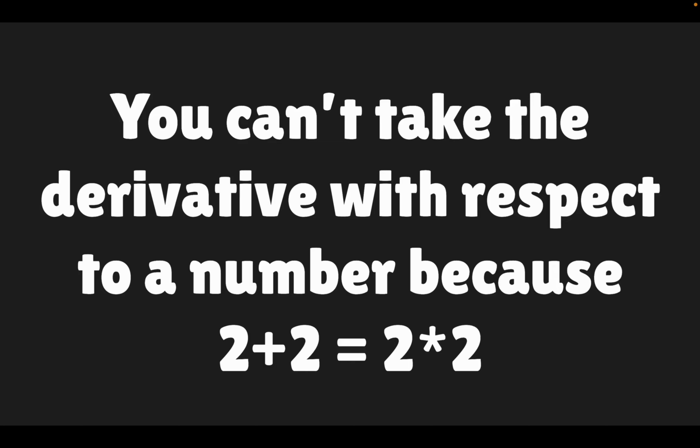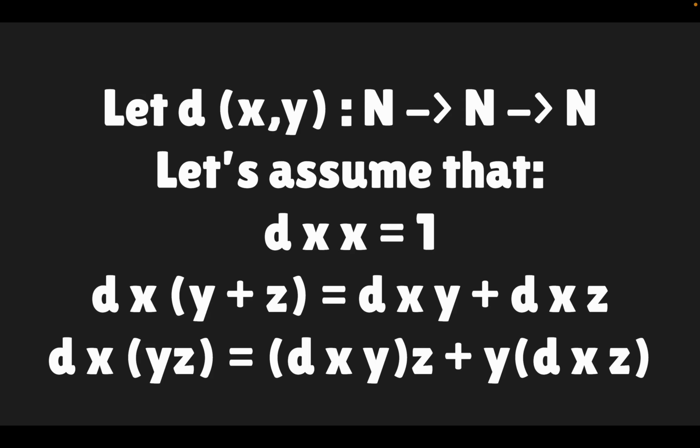You can take the derivative of a function with respect to another function, but you can't take the derivative of a number with respect to another number. This is because 2 plus 2 is equal to 2 times 2. So let's say that there was this function d that takes in two numbers, x and y, and spits out another number. And we're going to assume that d has some of the properties of the derivative.